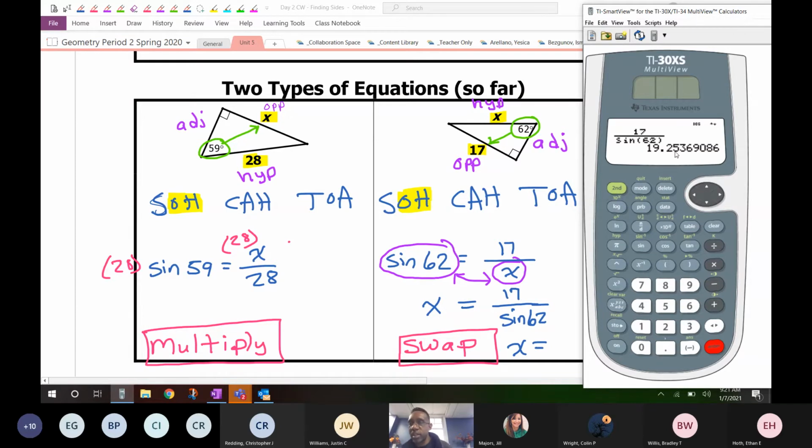All right, so that gives us 19.254. Got to round up because the next number is a 6. So 19.254.